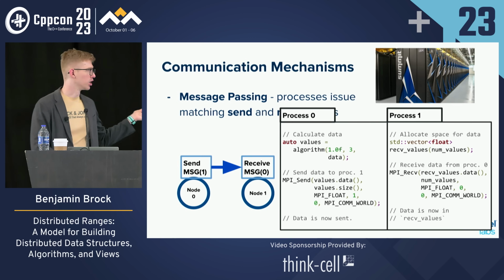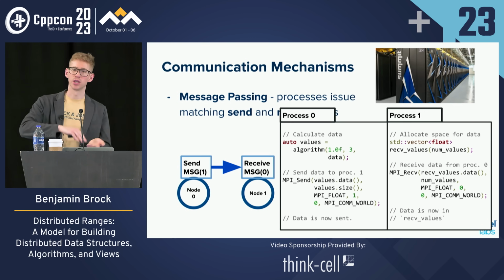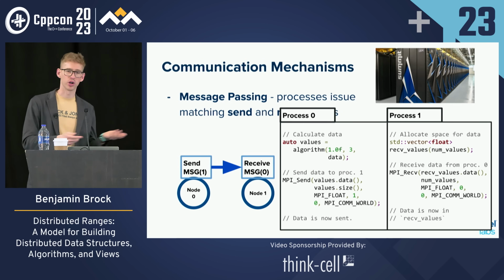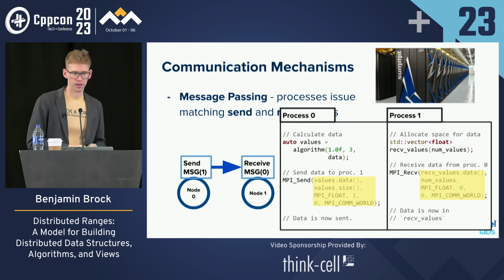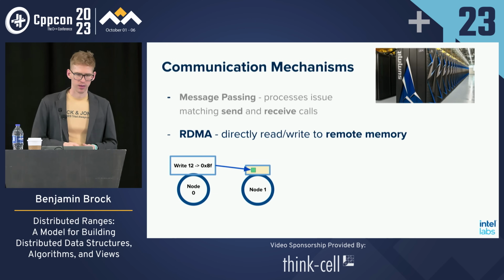So both process 0 and process 1 say, yes, I would like to send a message. I would like to send it to process 1. And then process 1 says, I would like to receive a message from process 0. So the key is that they're both participating here.